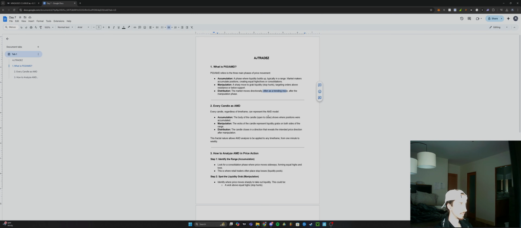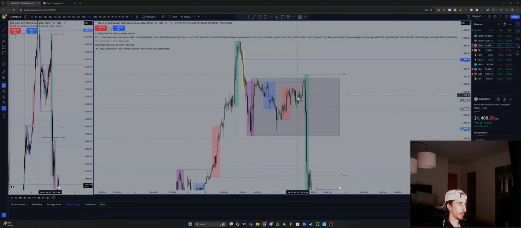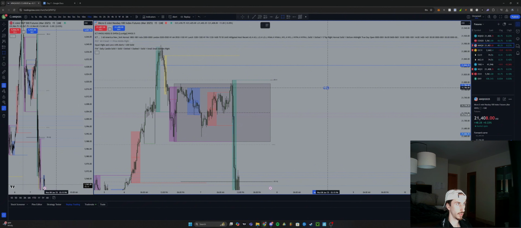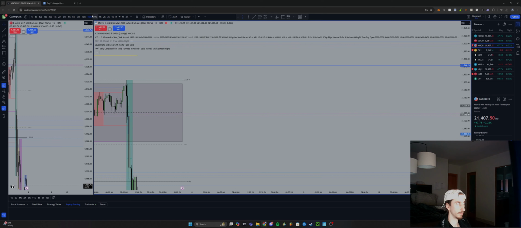But yeah, every candle's an AMD, right? You might see a whole chunk of price as accumulation, manipulation, distribution. But if you look at a candle in a sense of, okay, we open here. Let's say this is a bearish candle, right? So we open, right? You can look at this example right here. We open, we print the wick, right? So accumulation is the open, manipulation at the highs, and distribution. Every candle does the same thing, right?